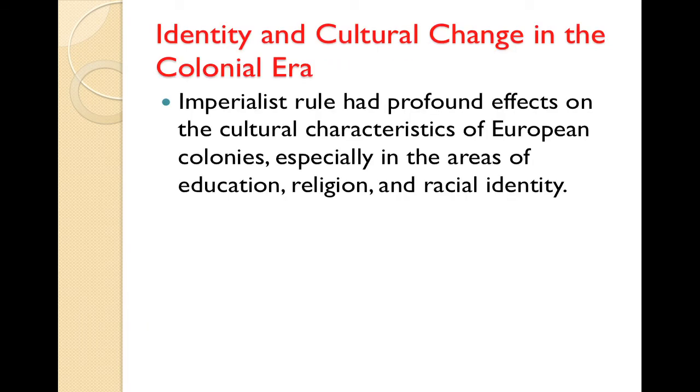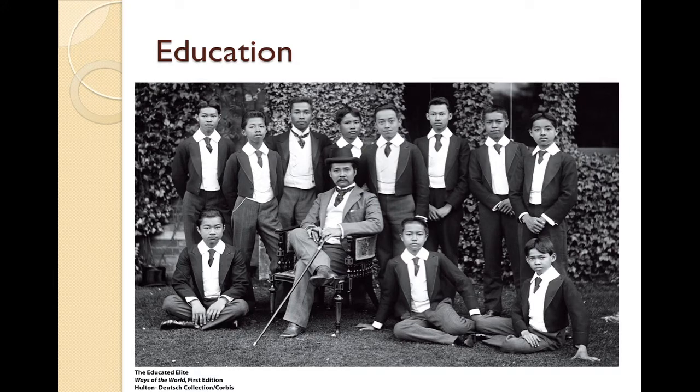The last red heading is called Identity and Cultural Change in the Colonial Era. Imperialist rule had profound effects on the cultural characteristics of European colonies, especially in the areas of education, religion, and racial identity. Education. Western-style education was designed largely to assimilate the local population into European values, but it could also provide a vehicle for advancement in the society with access to higher-paying jobs. In this photo, we have the King of Siam, clearly showing the influence of Western culture on his country. Generally, though, education did not protect one from the racist views of European colonists, and inequality remained.